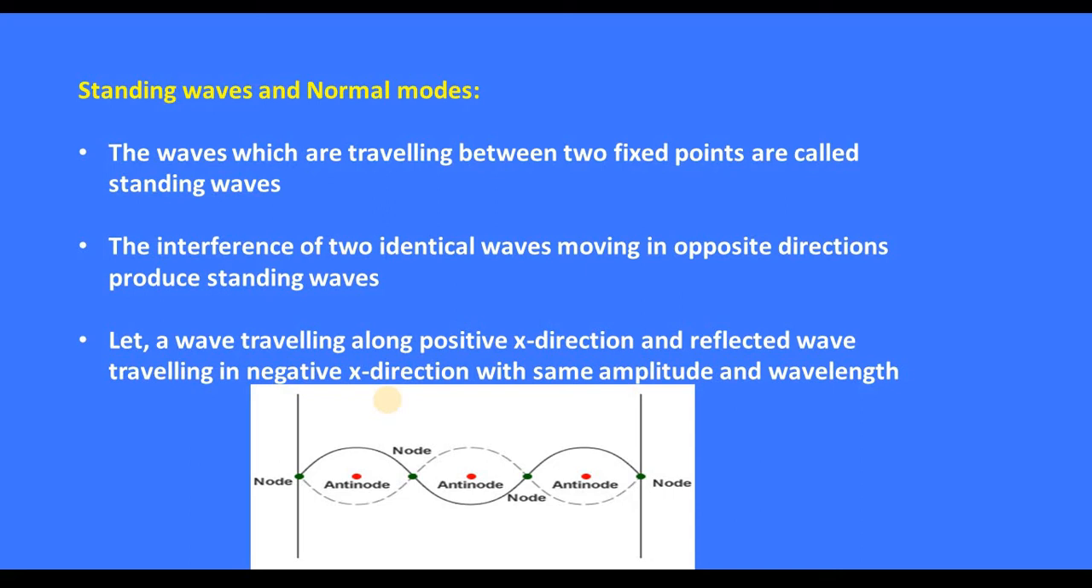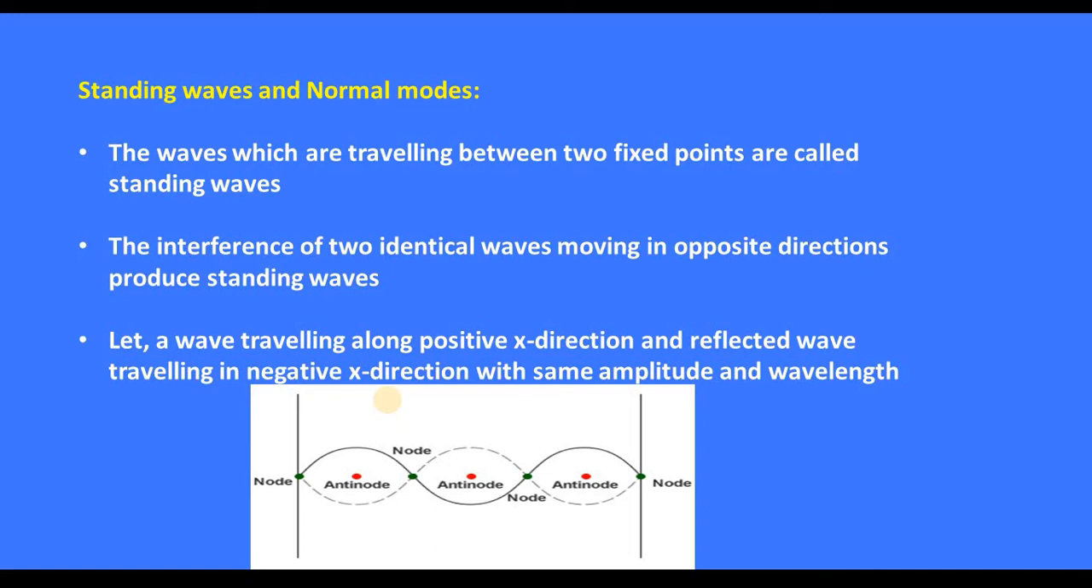The curved line is known as the incident wave, and what is represented as dotted lines is known as the reflected wave. These two differ by pi radians. So the wave which is traveling between two fixed points is known as a standing wave. The interference of two identical waves moving in opposite directions produces standing waves. That means the waves traveling in opposite directions between the two fixed locations combine to form a standing wave. So let a wave travel along the positive x direction and the reflected wave travel in the negative direction, with the same amplitude and wavelength.